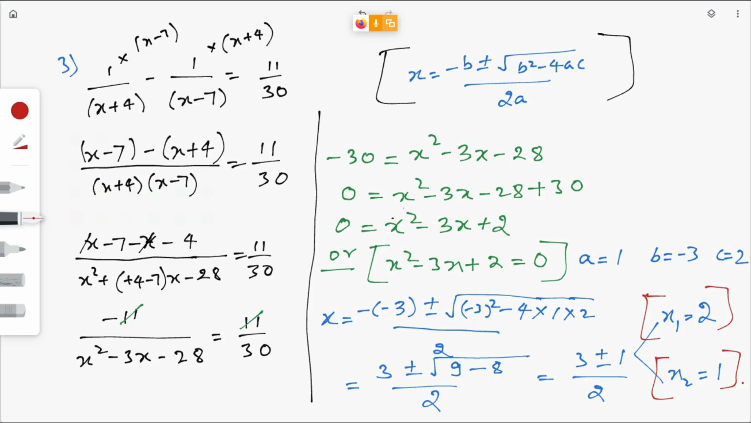Okay, so just try to understand the steps, right? Find the LCM and then express it in the standard form. Take a, b, c and then substitute these a, b, c values in the quadratic formula.